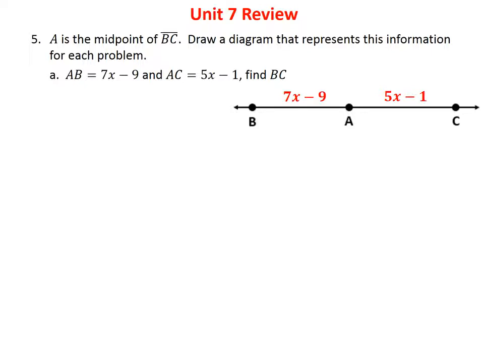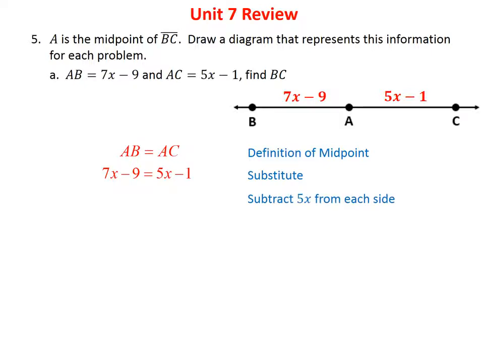Now because A is the midpoint, those two segments are equal, so by definition AB equals AC. The measure of AB equals the measure of AC. So let's substitute in what we know, and now we simply have an algebraic equation to solve. Let's move all the variables to the left side, so let's subtract 5x from each side. That gets all my variables on the left side. Now we have a two-step equation. So let's undo the subtract 9 by adding 9 to both sides.